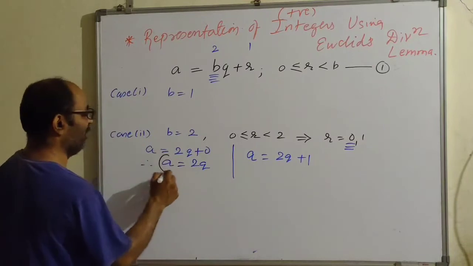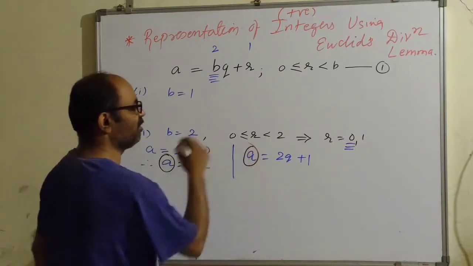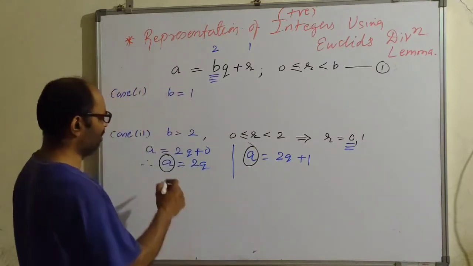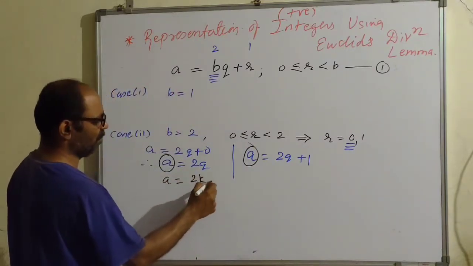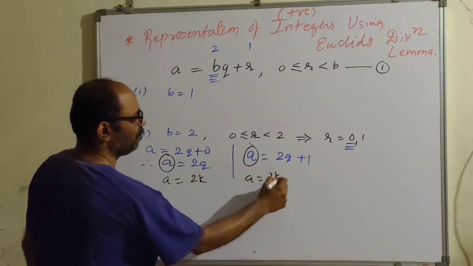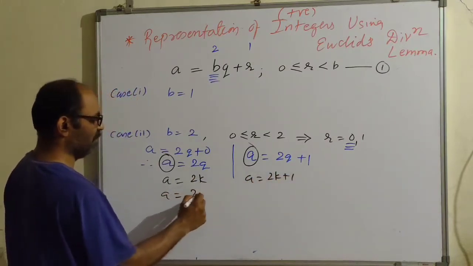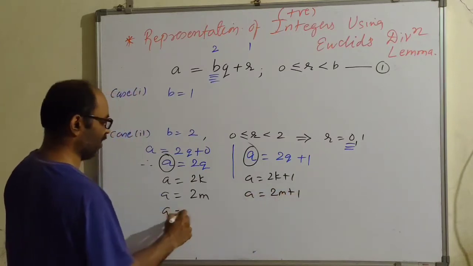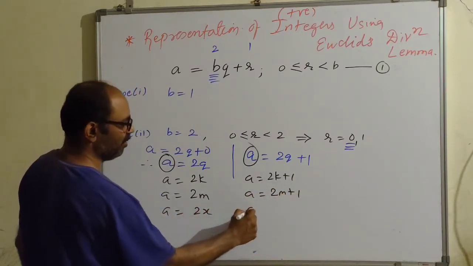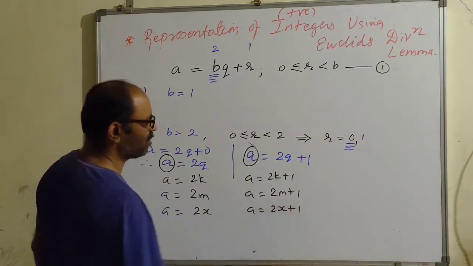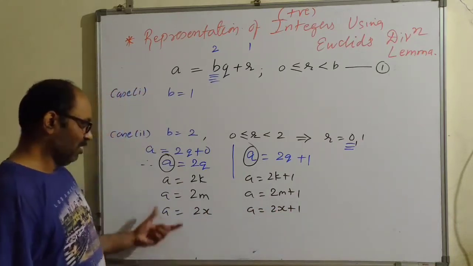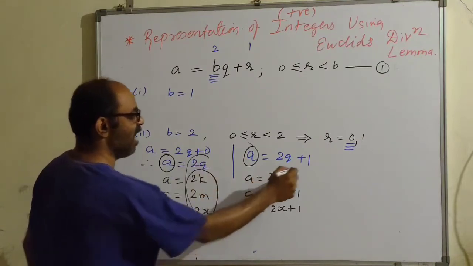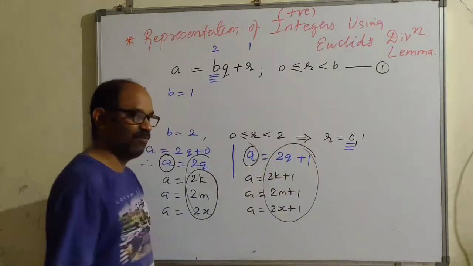Alright. So what is your dividend? 2Q. Yeah, what is your dividend? 2Q plus 1. If you want, you can change that. A is equal to 2K, A is equal to 2K plus 1. You may say A is equal to 2M, and here A is equal to 2M plus 1. Here you can say A is equal to 2x, and here A is equal to 2x plus 1. Anything. So any integer can be represented in this form.